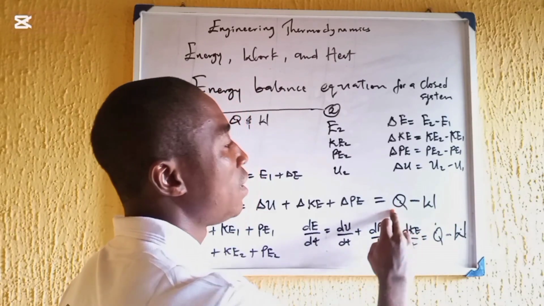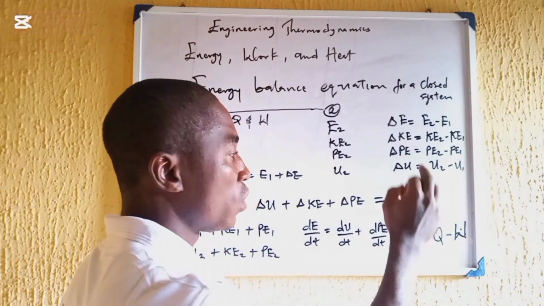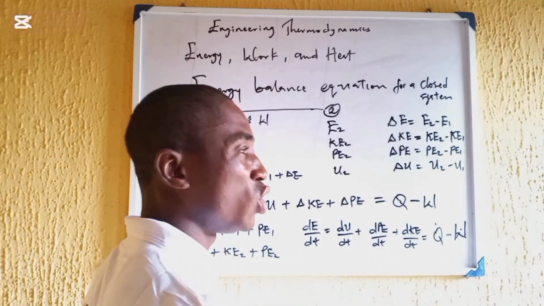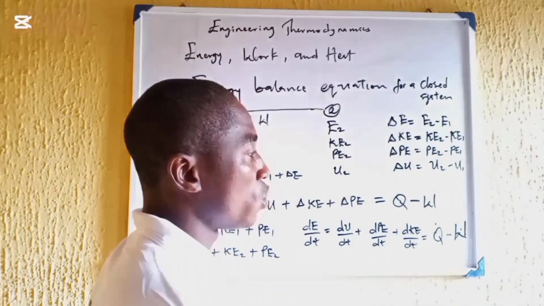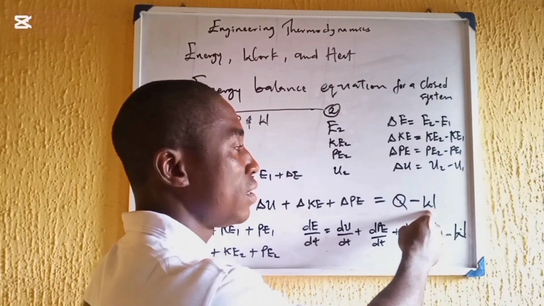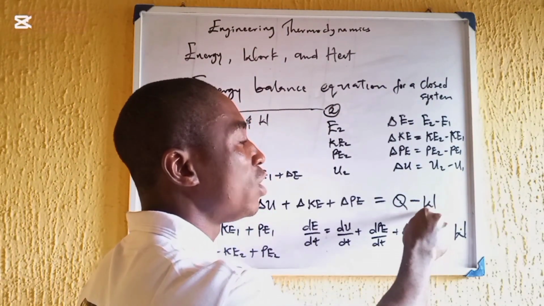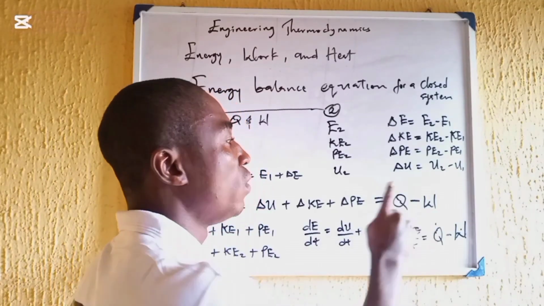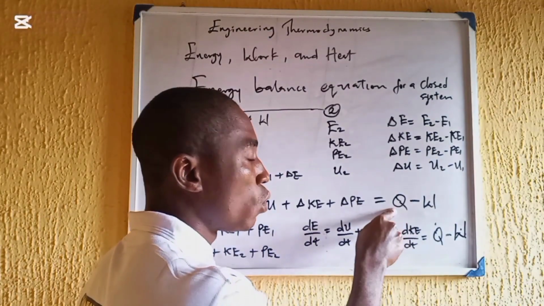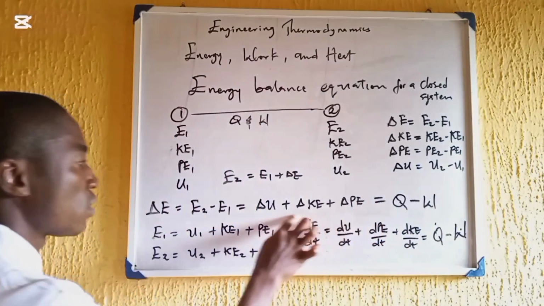Now Q here means energy transfer to the system by heat. That's the net amount of energy transferred to the system by heat. But W here means the net amount of work done by the system. So if energy is transferred to the system, Q will be positive. If work is done by the system, W will be positive. But if work is done on the system, that means W will have a negative value. And if energy is transferred from the system to the surroundings, that means Q will have a negative value. So that's it. Q minus W gives us this.